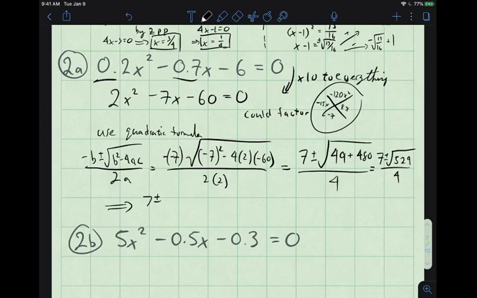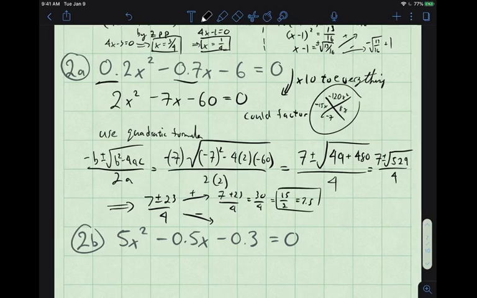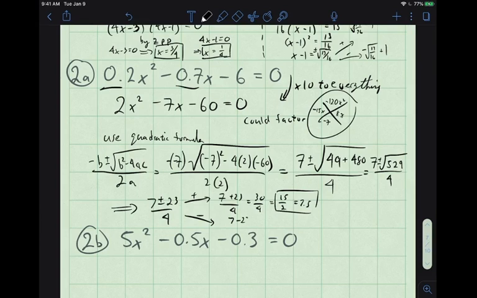7 plus or minus 23 over 4. Think about our two answers. 7 plus 23 over 4 is 30 over 4, which is 15 over 2, or 7.5. That's one answer. 7 minus 23 divided by 4 gives us negative 16 over 4, which gives us an answer of negative 4.